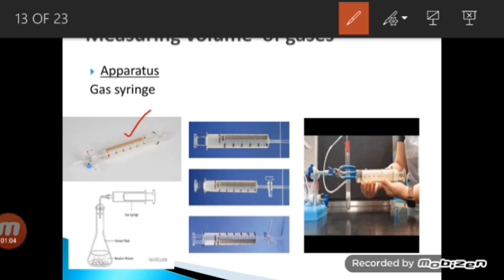Here you can see this is the gas syringe. And always remember, there are two parts of a gas syringe. One is called the barrel, and the second one is called the plunger. This movable part is called the plunger, whereas this part, which is unmovable, is called the barrel. Always remember, there will be a scale marked on the surface of the barrel, so we can easily know how much volume of gas is collected in the gas syringe.